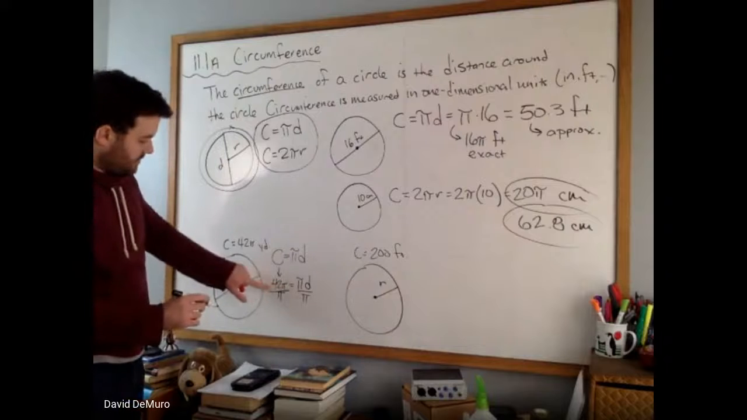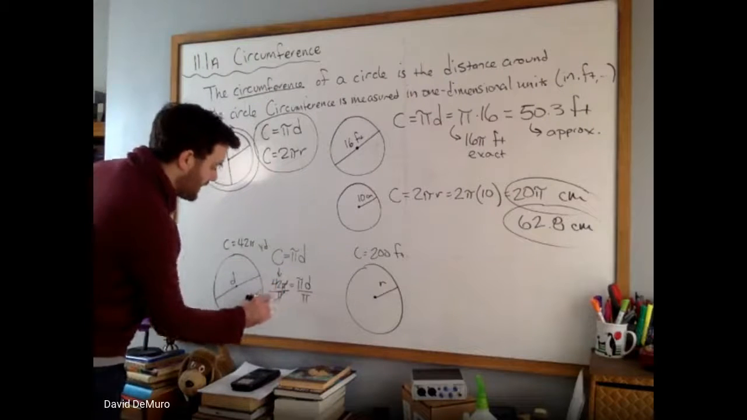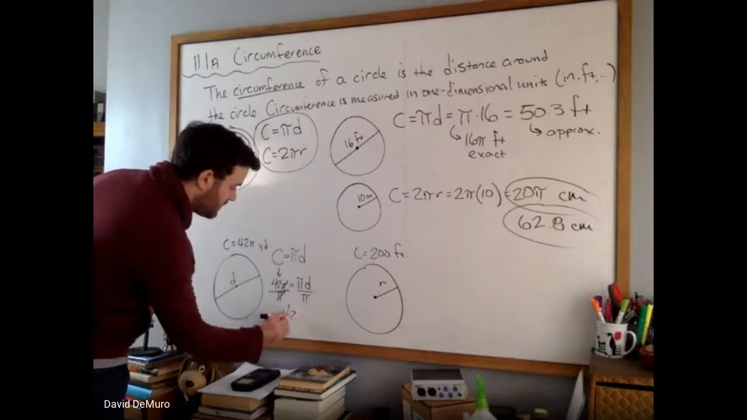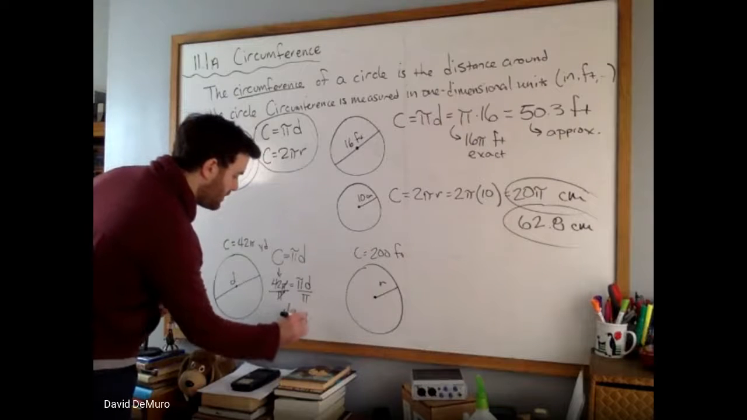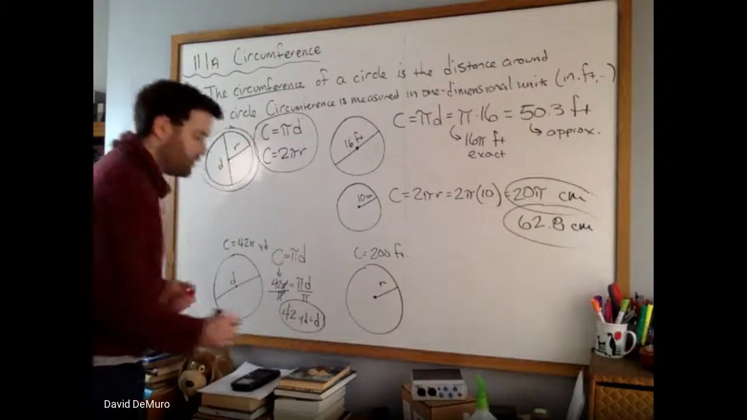And in this case, the pi's will sort of cancel out, divide out to become 1. And so 42 yards would be your diameter.